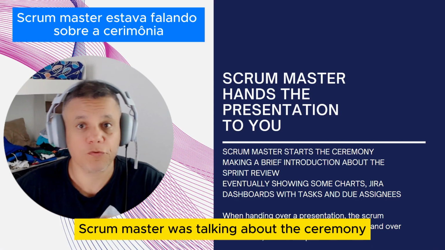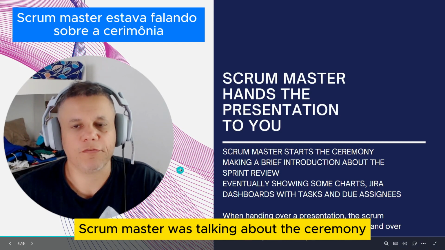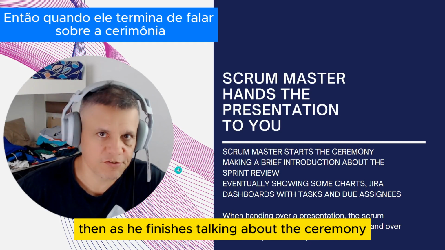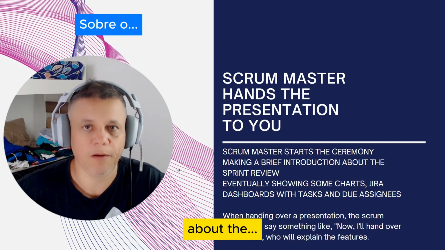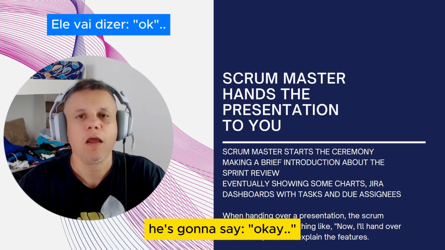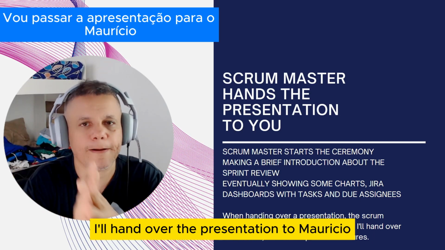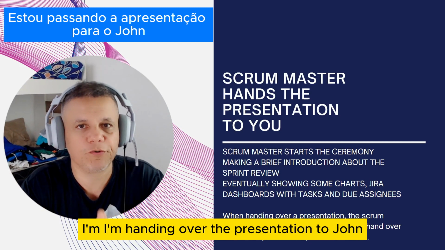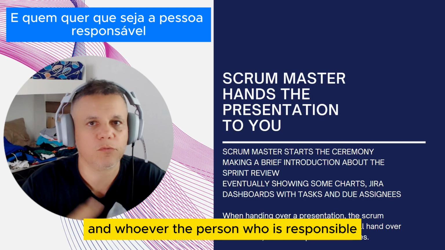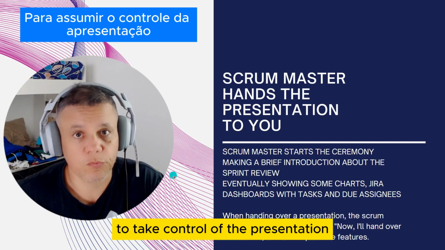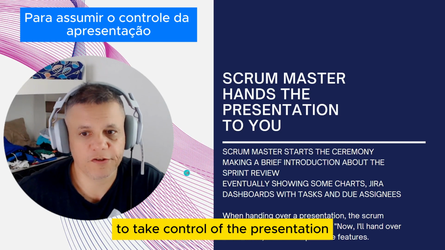As the Scrum Master was talking about the ceremony, when he started to tell people about the ceremony, then as he finishes talking about the beginning of the presentation, he's going to say, okay, I'll hand over the presentation to Mauricio. I'm handing over the presentation to John, or whoever the person is who is responsible to take control of the presentation.